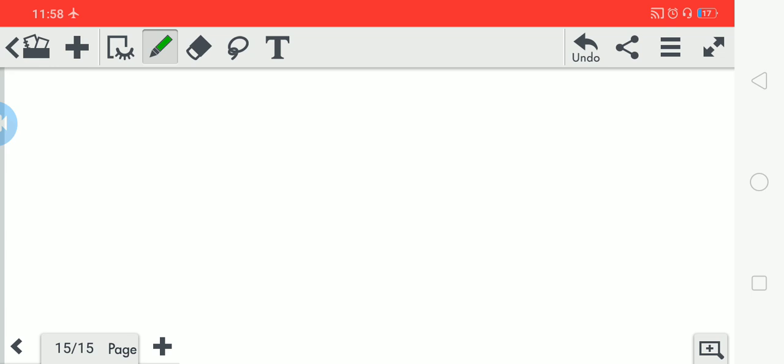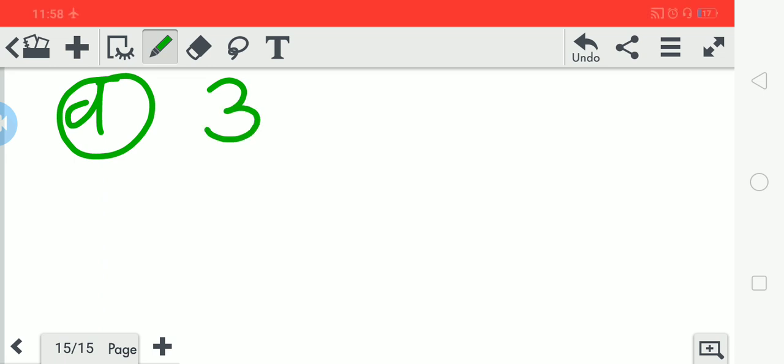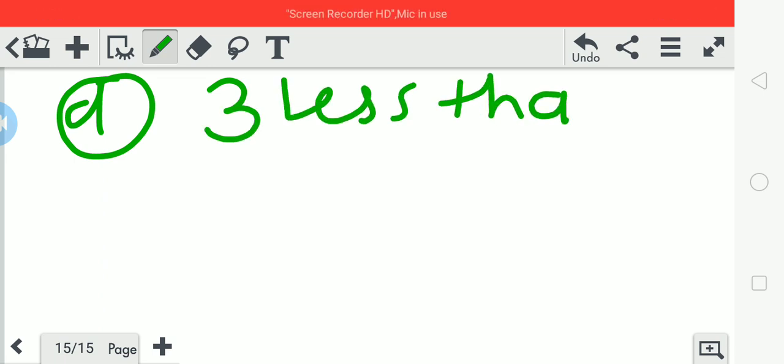Right. Now let's take one example of less. Till now we had seen the example for the more one. Now consider the example 3 less than 2. 3 less than 2. Okay.